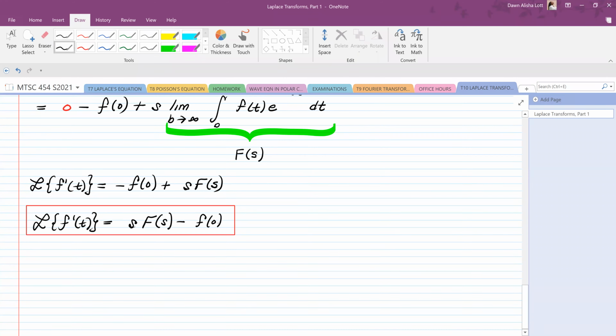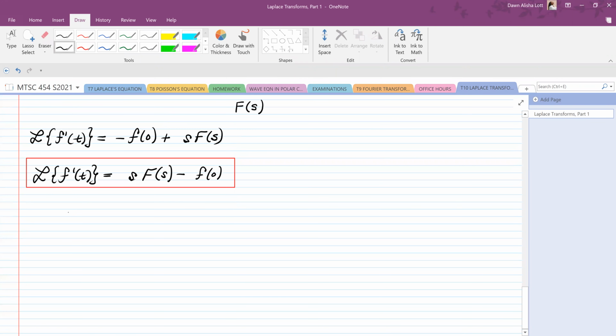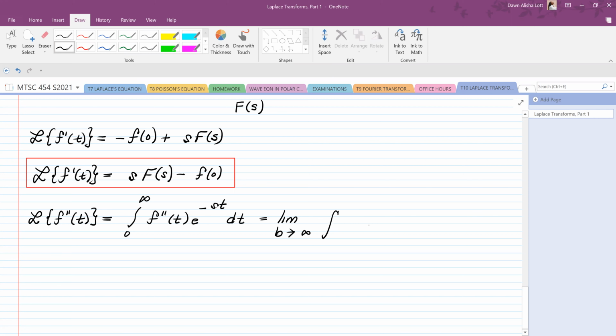All right. So now we can take the Laplace transform of f double prime of t. That's the integral from 0 to infinity of f double prime of t e to the minus st dt. So that's the limit as b approaches infinity of the integral from 0 to b of f double prime of t e to the minus st dt.